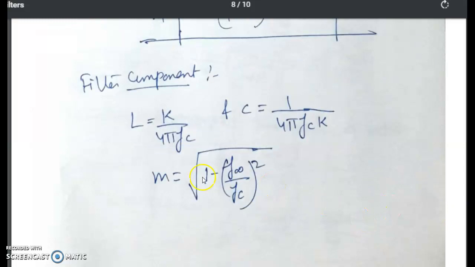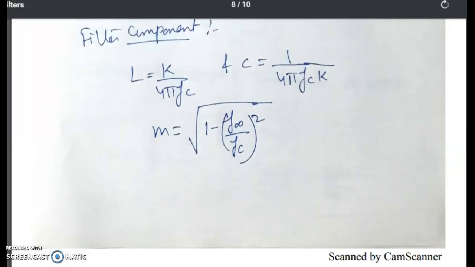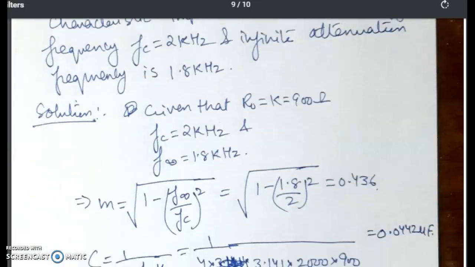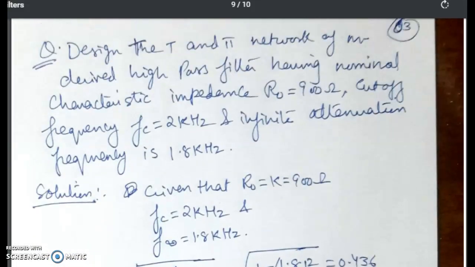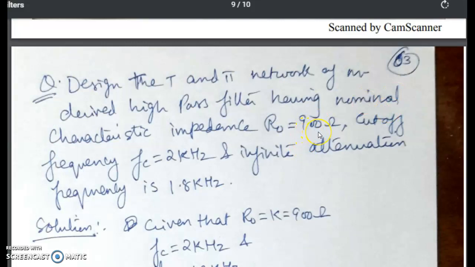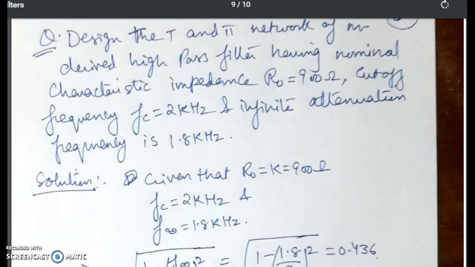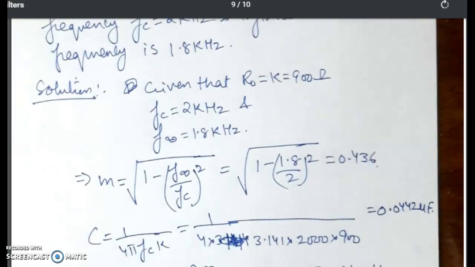In the case of the constant K high pass filter, inductance is equal to K upon 4 pi Fc and capacitance is equal to 1 upon 4 pi Fc K. And in the m-derived filter, the factor m is added, where m is equal to under root of 1 minus (F infinity upon Fc) whole square. So now let's design a high pass filter whose nominal characteristic impedance is given as 900 ohm, cutoff frequency is 2 kHz and infinite attenuation frequency is 1.8 kHz. So the given conditions are K equal to 900, Fc equal to 2 kHz and F infinity equal to 1.8 kHz. From here we can find out the value of m.